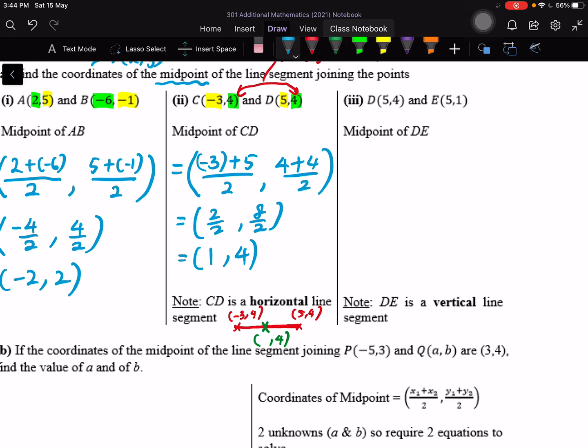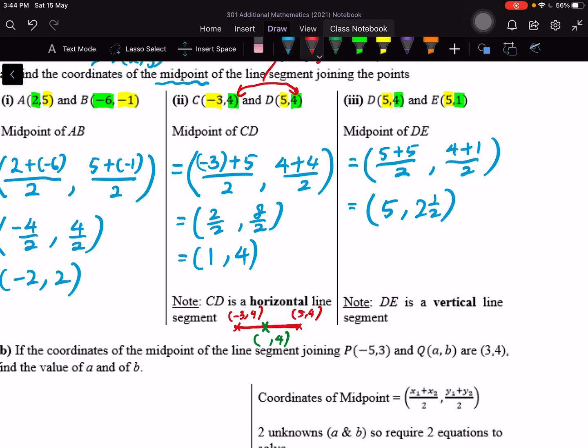Okay, let's do part 3. I think now should be more familiar, so we are going to do it a little faster. To find the midpoint of DE, we take the average of the x coordinates. The average of the x coordinates is 5 plus 5 over 2, so 5, 5, the x coordinates. For the y coordinate, you have 4 plus 1 over 2. The y coordinates are over here. You can simplify quite fast. You get 5, and the other one you get 5/2. You can write 2.5, or you can write 5/2.